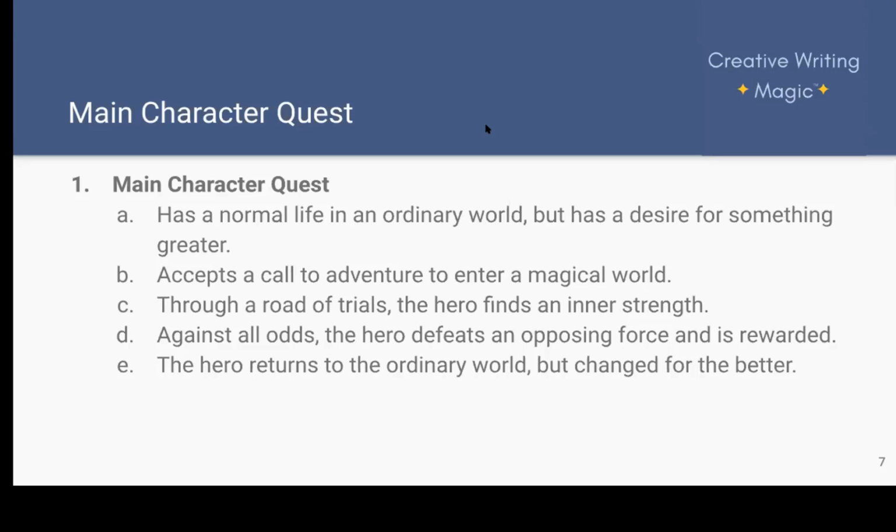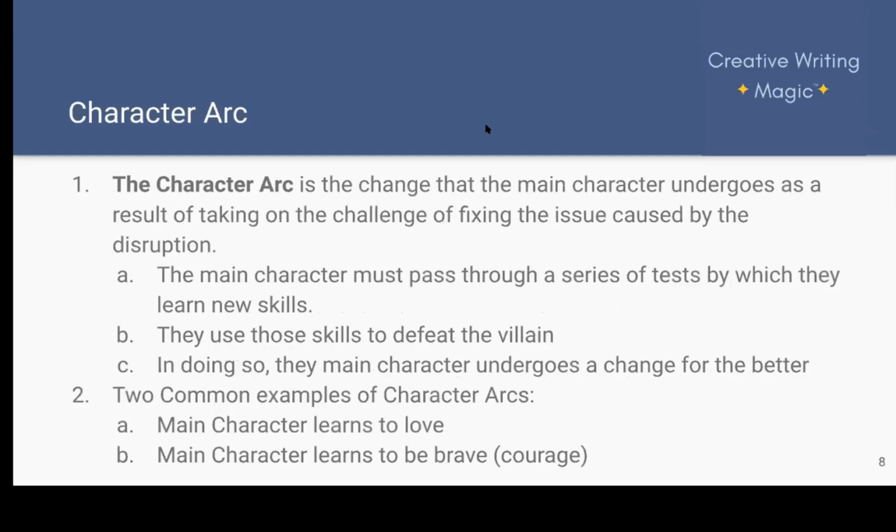And then through a road of trials, the hero finds an inner strength where, against all odds, they defeat an opposing force or villain and they obtain the reward. And then the hero returns back to the ordinary world, but changed for the better. So that's the underlying character arc, which we're getting into here. Essentially, the main character, as we've been saying, undergoes a change as a result of taking on a challenge, fixing the issue caused by this disruption.